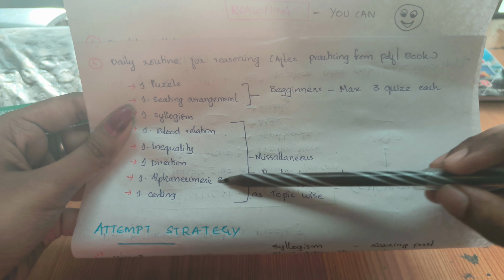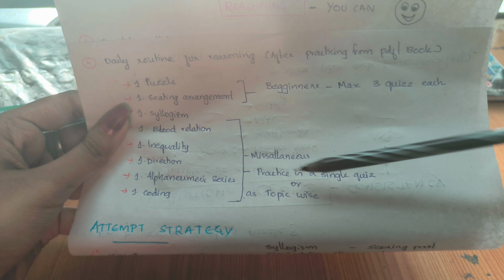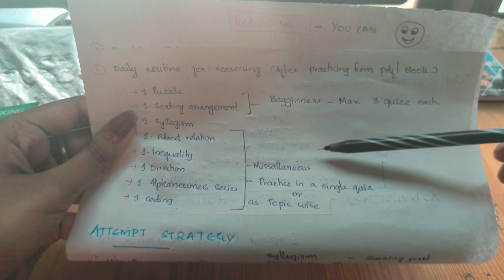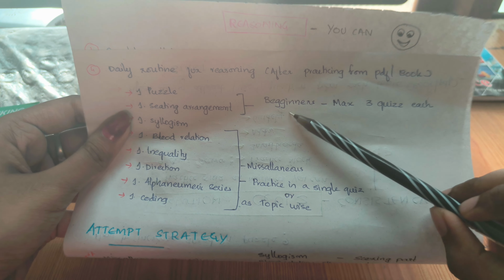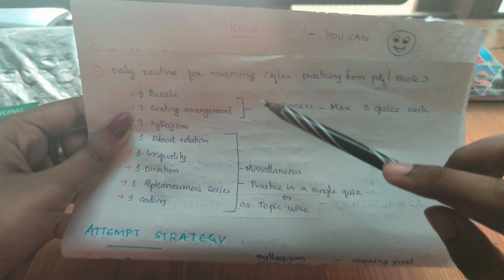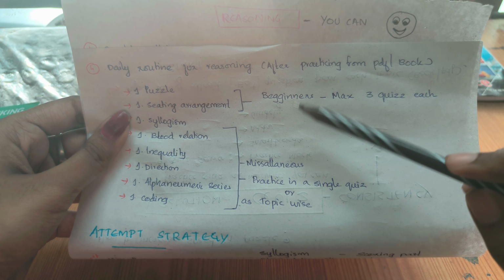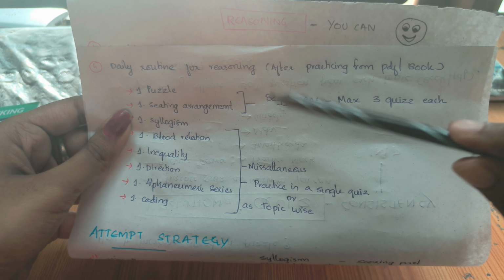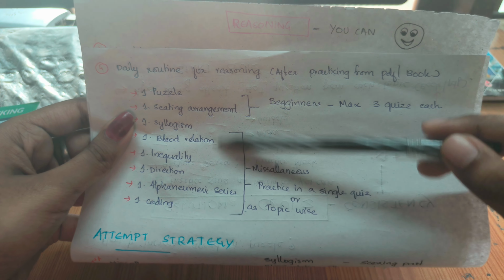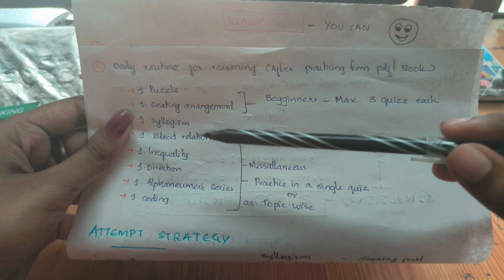Okay, so these are the miscellaneous part. You can do this miscellaneous part as a single quiz, especially in the practice mock. We have this miscellaneous part as a single quiz, and especially if you are a beginner, you need to do a maximum of 3 puzzle quizzes daily. Then only you will get a good speed. Okay, so that's all about the daily routine. Practice these quizzes daily, include these in your daily routine to improve your speed.